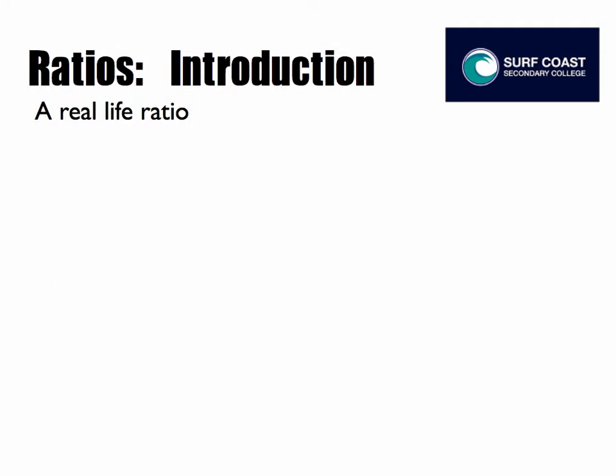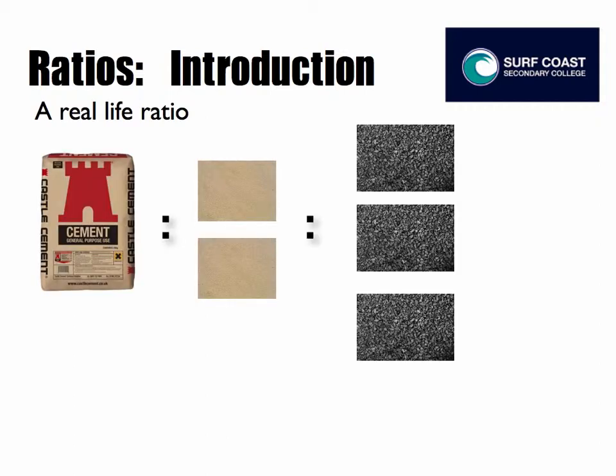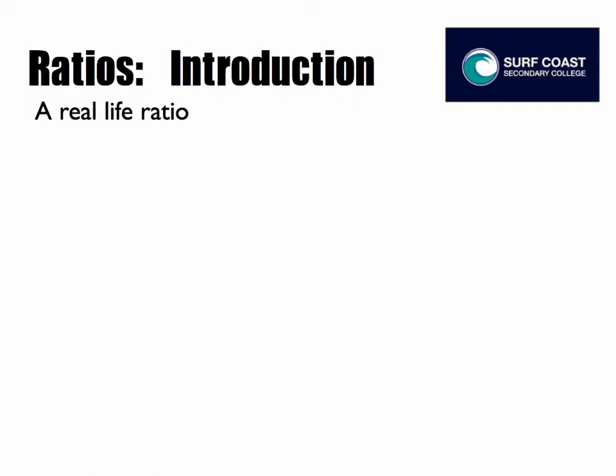A really good example is a common ratio that's used in building, and it's a ratio for concrete. So with concrete, there's always going to be 1 part cement with 2 parts sand and 3 parts gravel. And written as a ratio, this is 1:2:3. The actual measured amounts don't matter. It's the proportion that does.